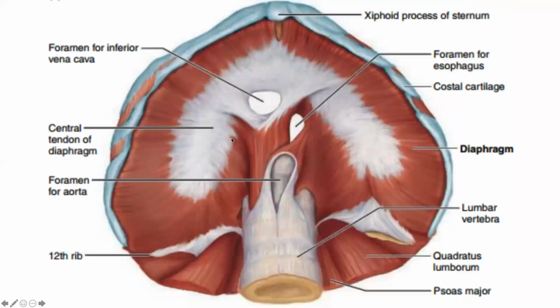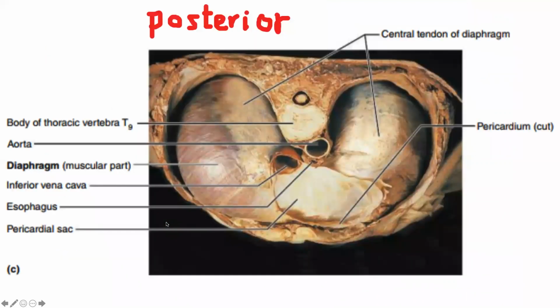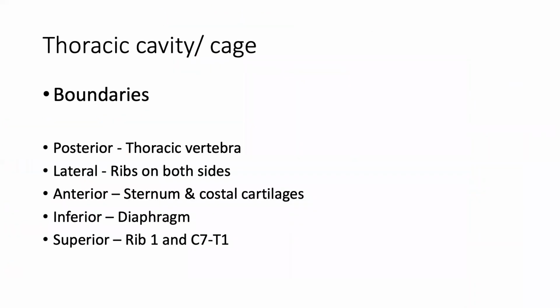And this is the diaphragm, which is a fibromuscular structure. The center is fibrous tissue, and the periphery is muscular tissue. That's the diaphragm looking from the superior view, and the thoracic cavity, which we don't need to talk about.